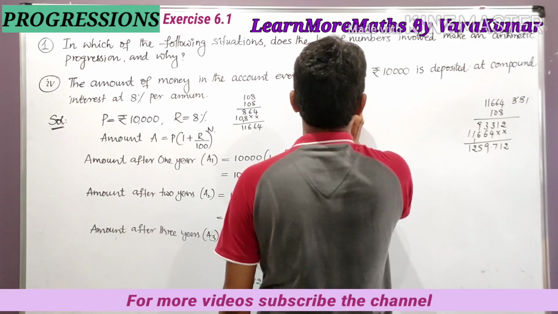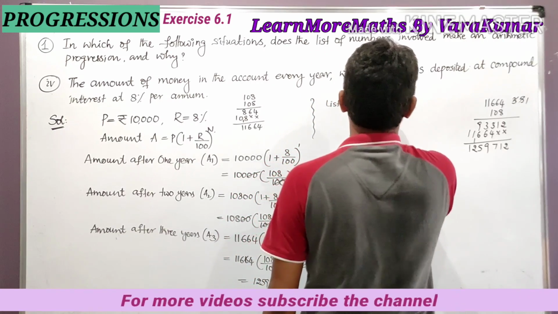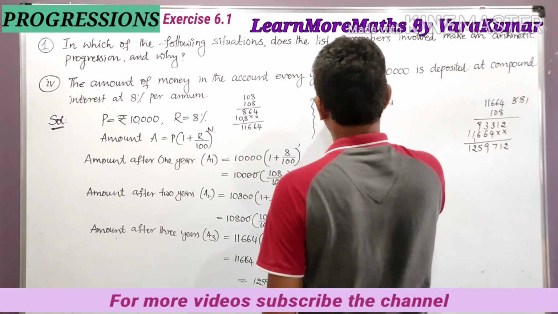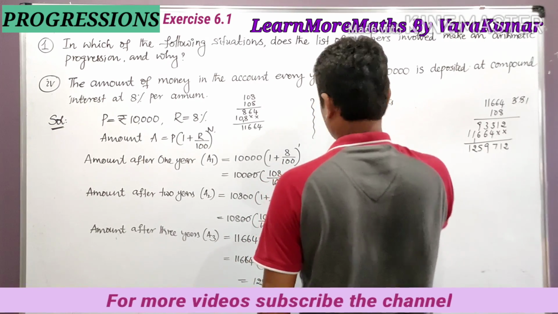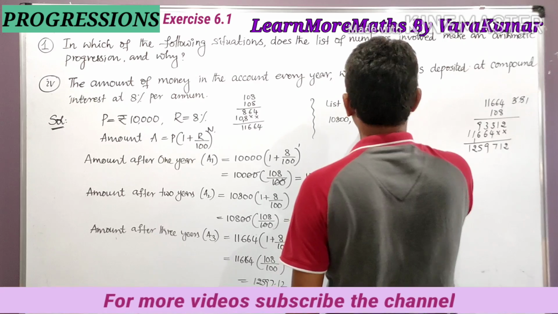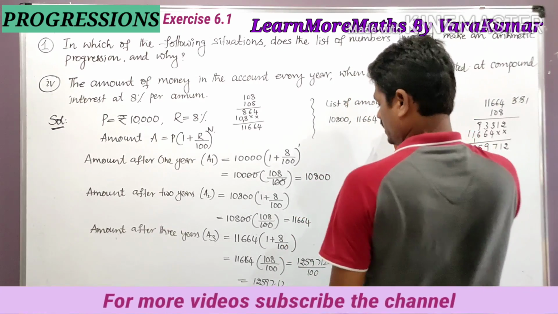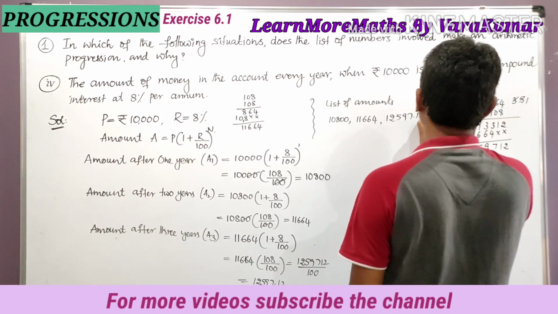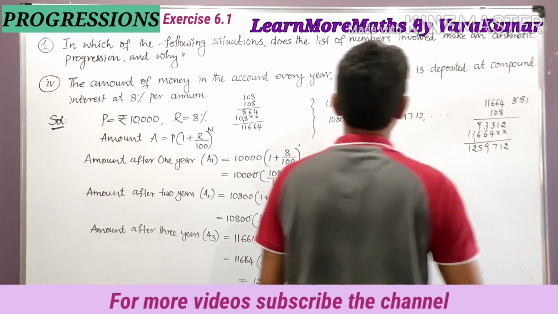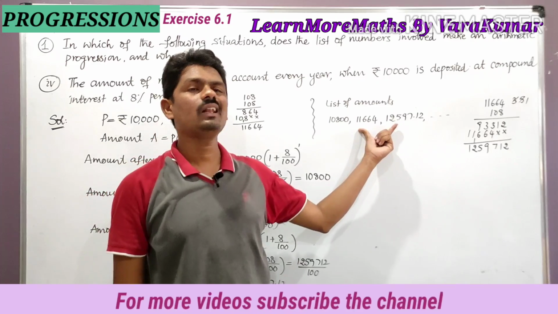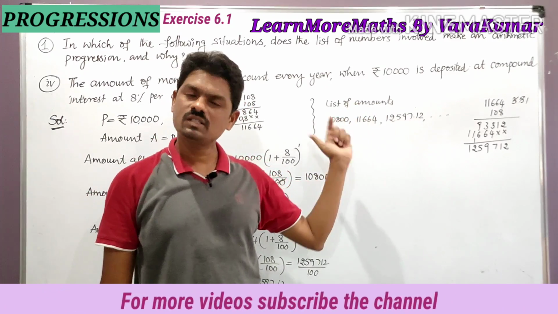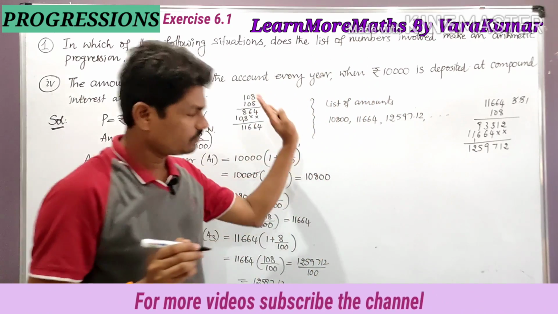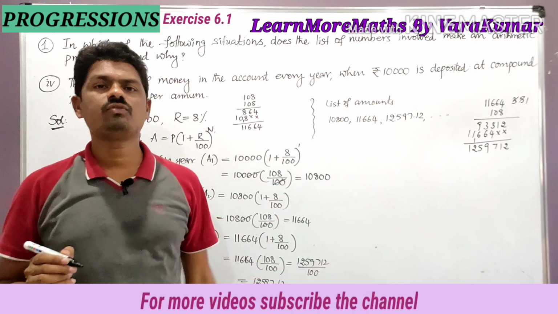So see, student, now we have to write the list of amounts. First it is how much, student? 10,800, comma, 11,664, comma, 12,597.12, comma, dash dash. So see, student, it is very clear the common difference is not the same here. So since the common difference is not the same, the given situation does not form an AP.